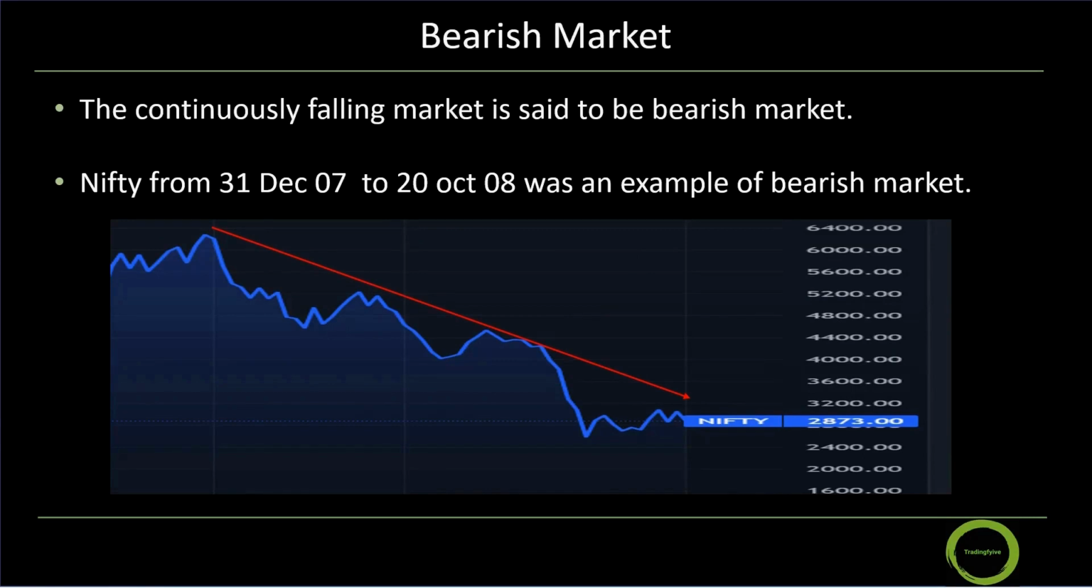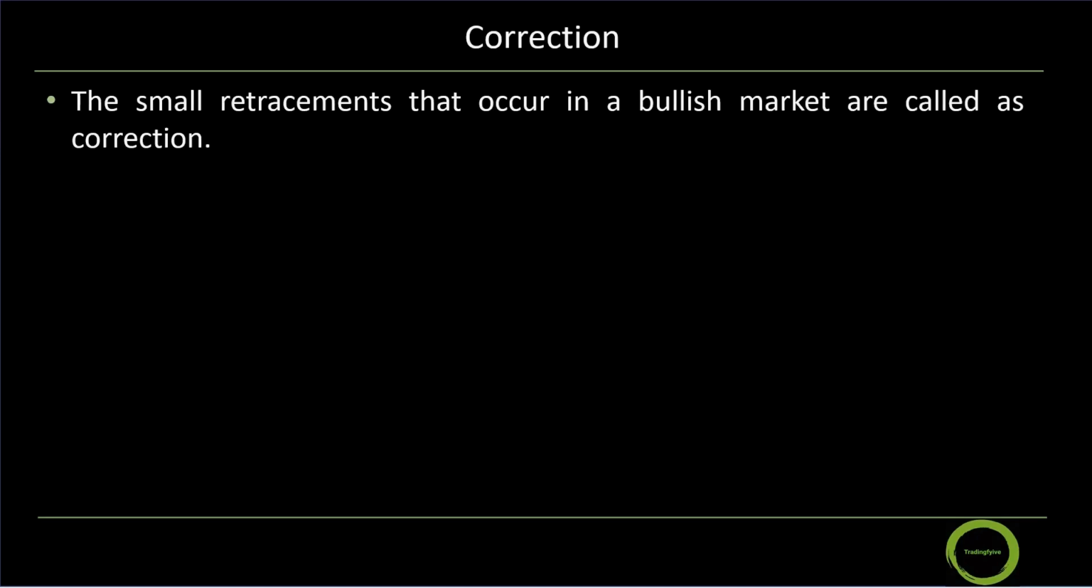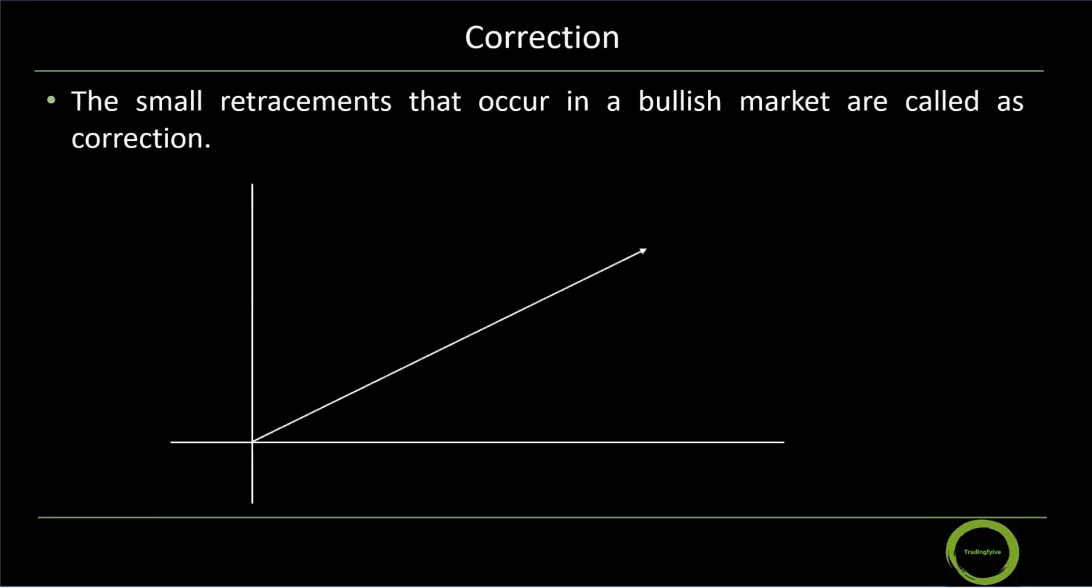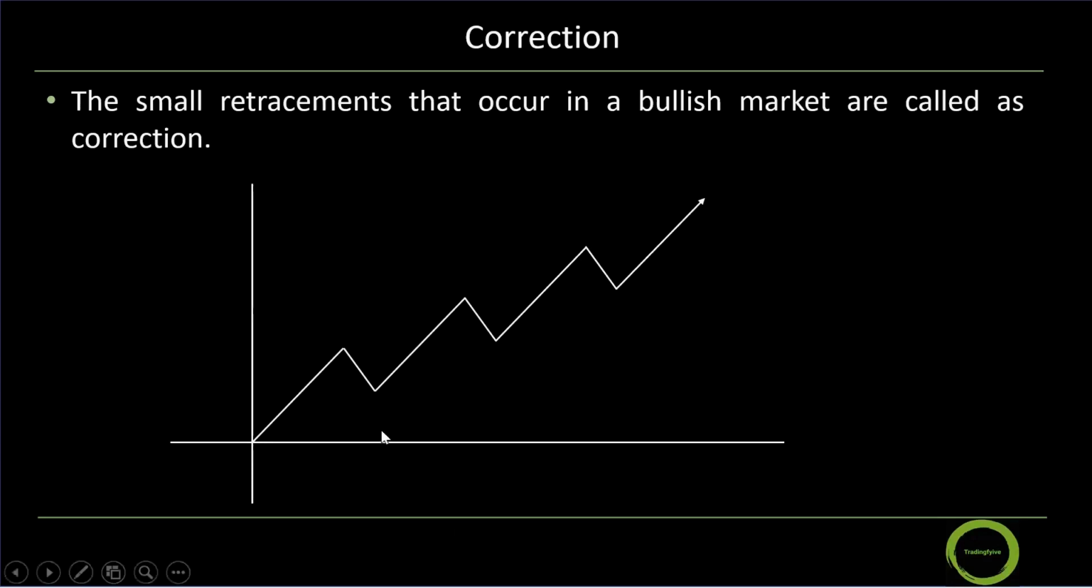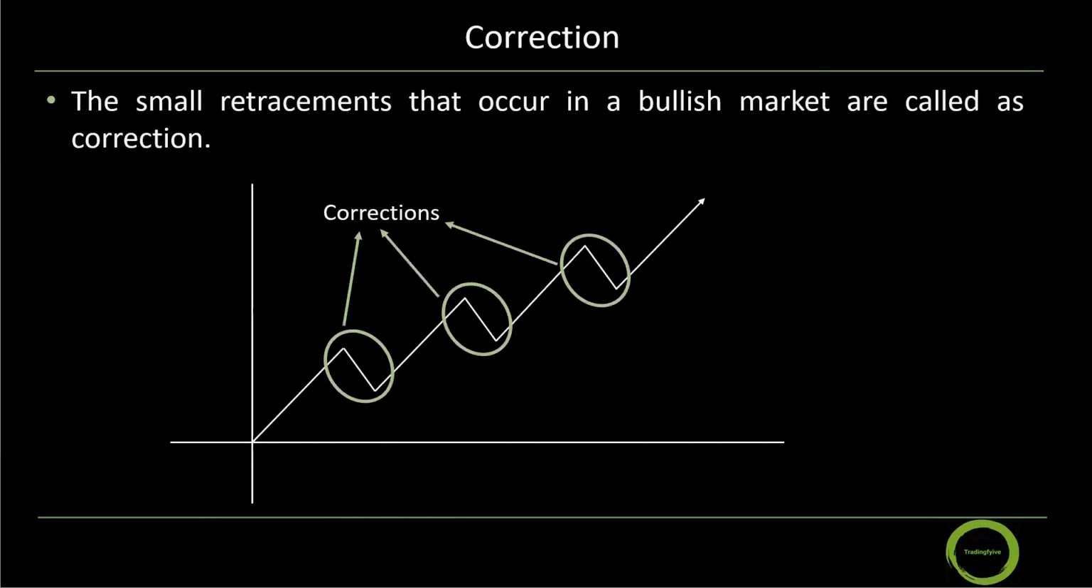Next we're going to study correction. The small retracements that occur in a bullish market are called corrections. Let's understand this. The market never moves in a straight direction. It simply moves in upward and downward steps just like this. Here you can see some of the retracements that the market makes in a bullish market. All of these retracements are called corrections. Basically, correction can also be defined as the small bearish moves that the market makes in a strong upward bullish move.